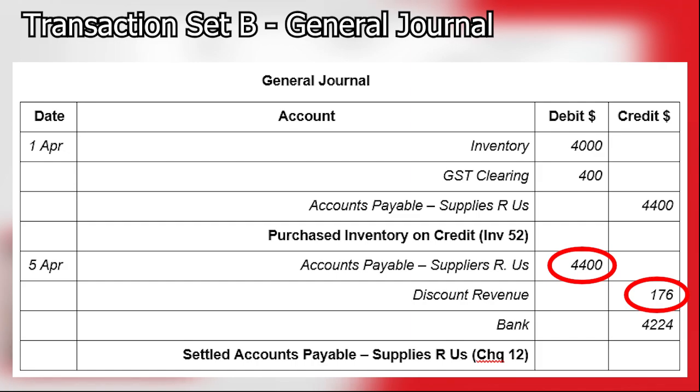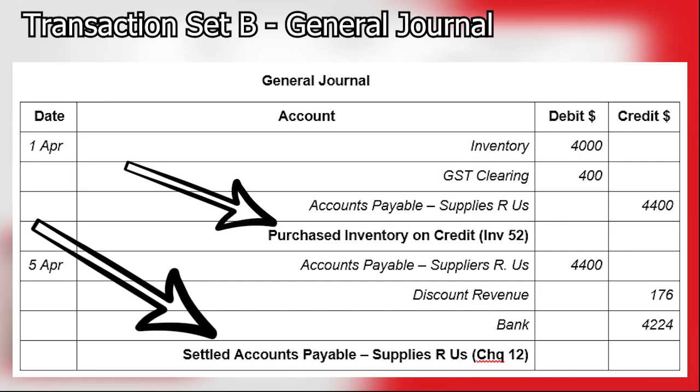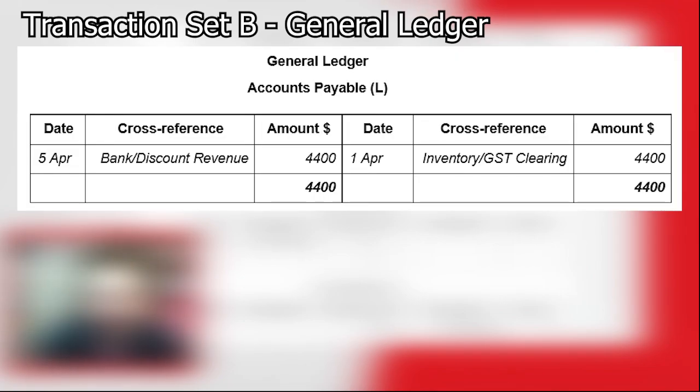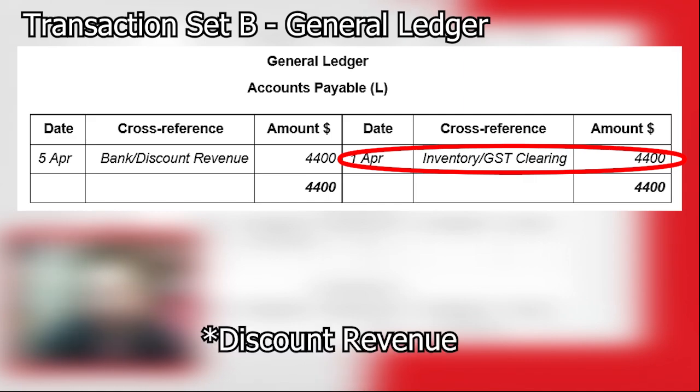And then lastly, our bank, $4,224, got stuck on numbers there, is a reduction. Bank being an asset, going down because we paid money, is a credit. And you can see here we have added narrations on all the transactions on the general journal. So they've accessed the discount, and we have a look at the general ledger. We see accounts payable on the credit side is the purchase 4,400, but on the debit side is the settlement, bank, discount revenue, total 4,400.